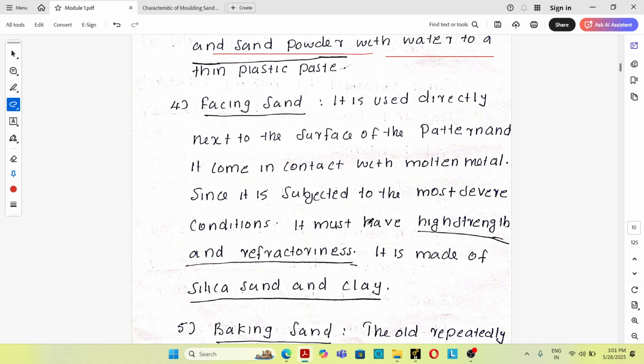Facing sand is always fresh sand. Reused sand is not used in the case of facing sand. Facing sand will always be in direct contact with the pattern. During the sand casting process, the molten material will directly contact the facing sand. So facing sand always faces the most severe conditions in the sand casting process. So it should have high strength and high refractoriness. Commonly, facing sand is made of fresh silica sand and clay.